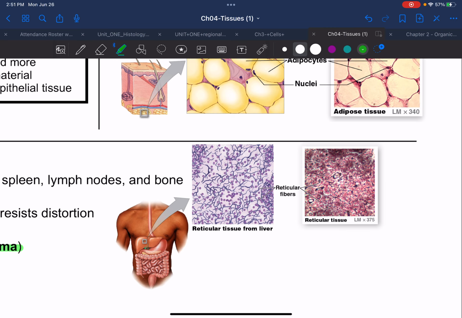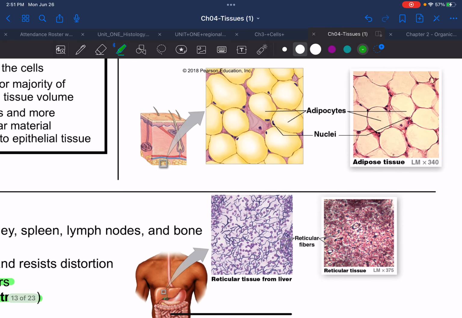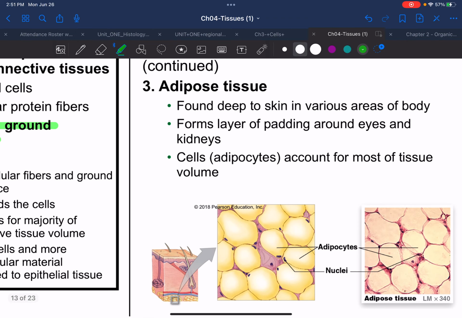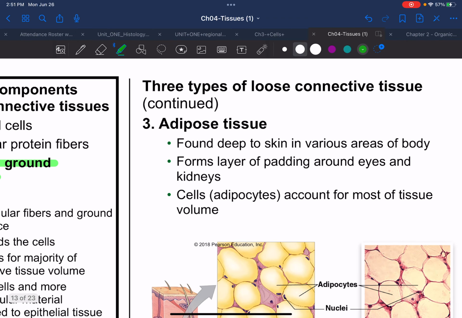Professor, is that going to be in our background tomorrow? No. Only the ones that are in your histology packet are the only ones that are going to be on the exam tomorrow.